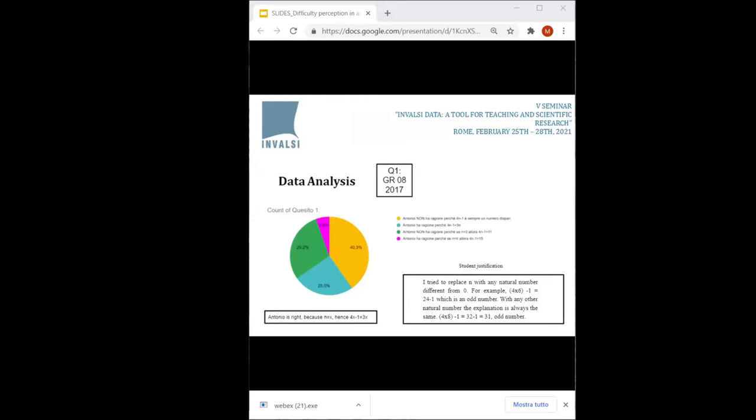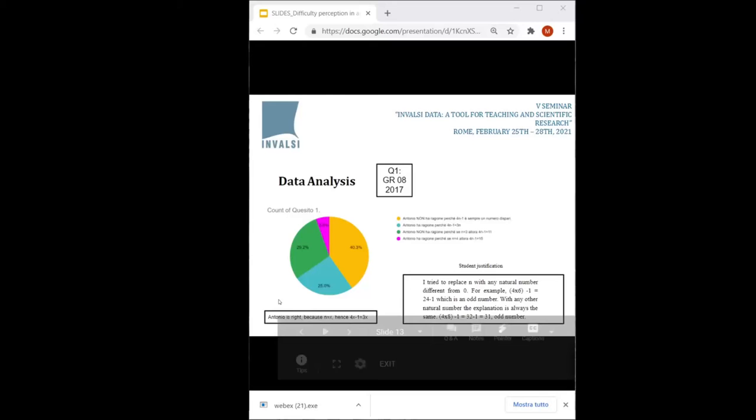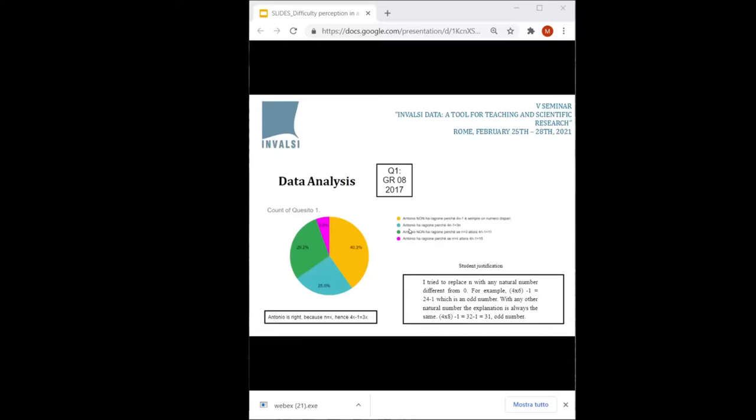The percentage of correct answers is equal to 29.2%, so lower than the national level. And we can also see that 25% of the students answered that Antonio is right because 4n minus 1 is equal to 3n. So they show a difficulty in literal calculation. But above all, we can see that 40.3% of students answer that Antonio isn't right because 4n minus 1 is always an odd number. We found this very high percentage interesting.